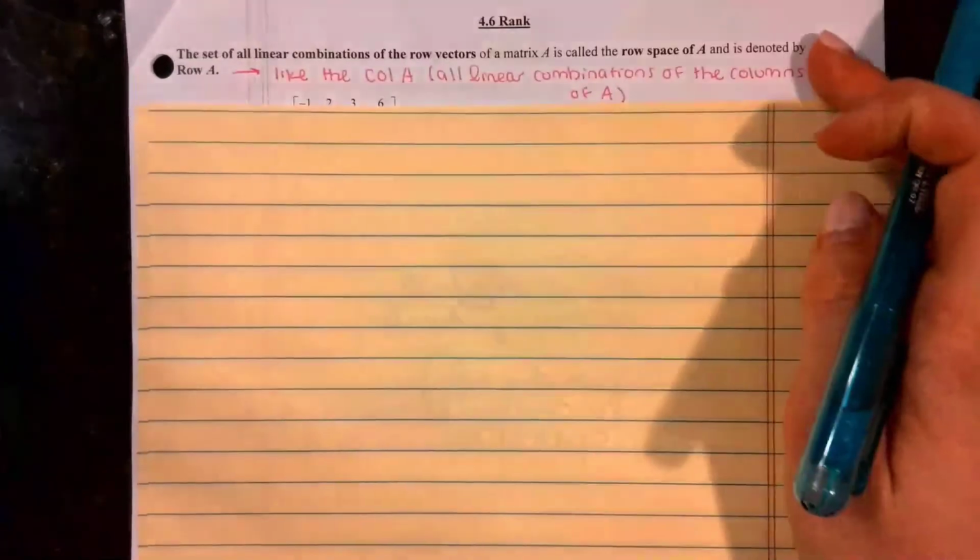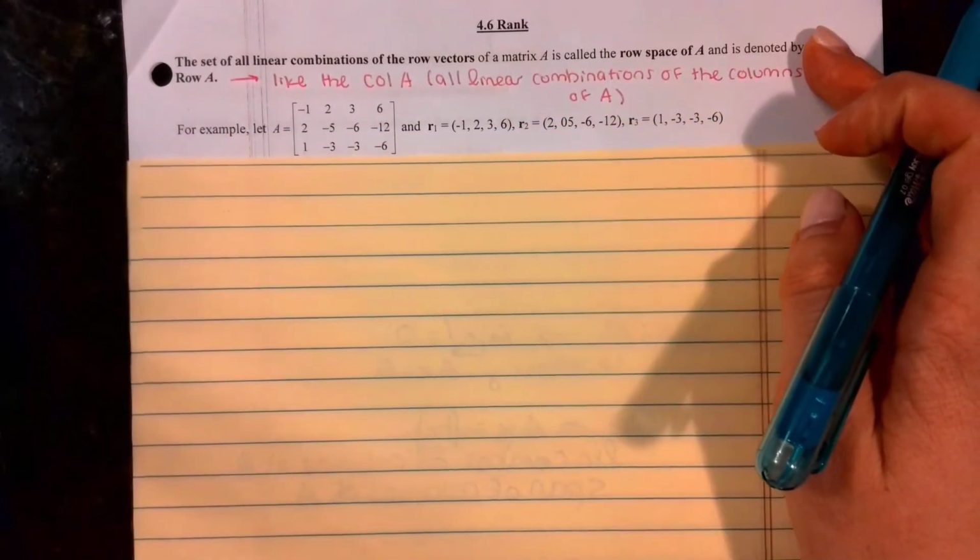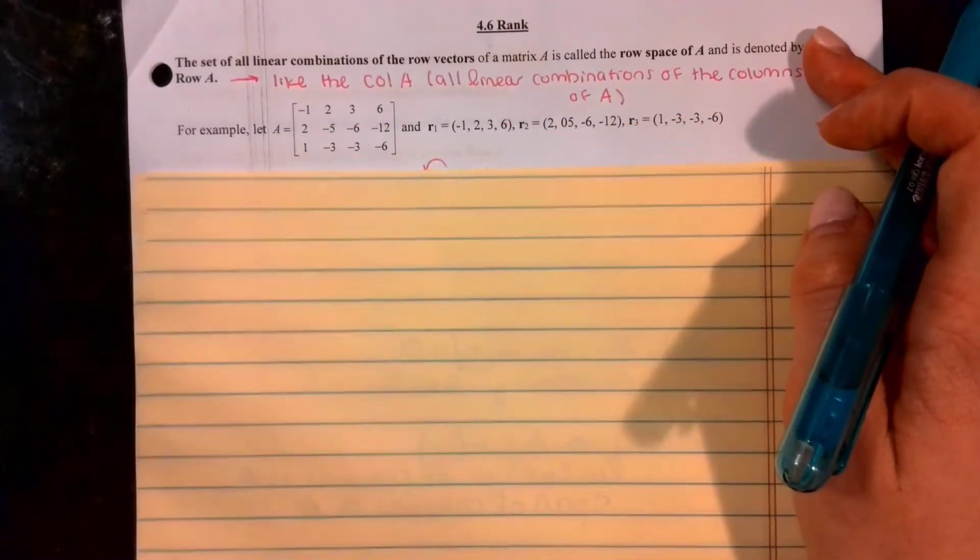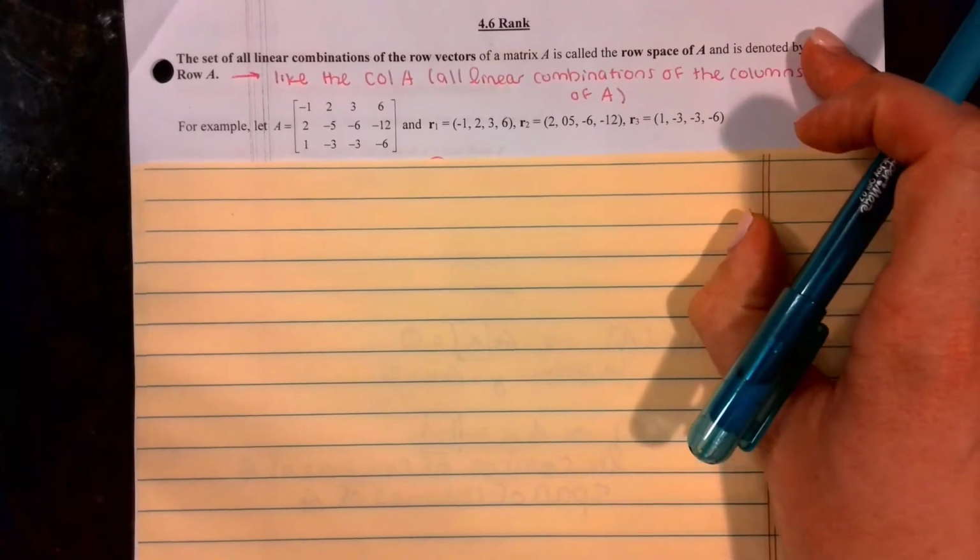So let's take a look at an example, and I'm covering this up with yellow sheets of paper because I was too lazy to go print my own notes. So I'm just going to write it on this yellow paper here.